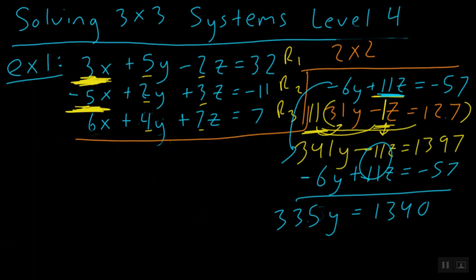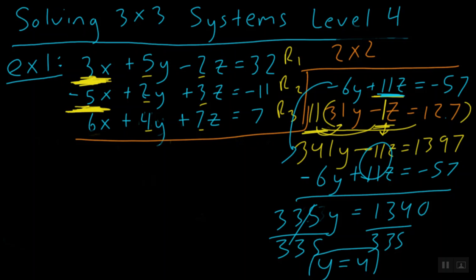Okay? And to get the y by itself, I divide both sides by 335. Divide by 335. And I get this. Y equals 1340 divided by 335 is 4. We did a lot of work, a lot of blood, sweat, and tears, but we got it. And now that we have this one letter, the rest of this is so easy. So y'all, take a look at this.